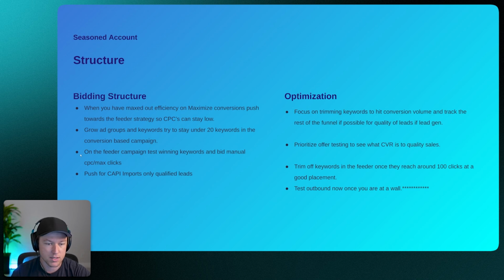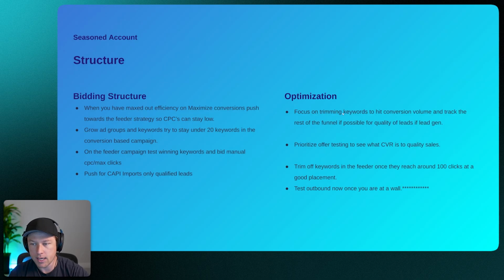And I have a couple companies that I work with that push for CAPI imports with edge tagging. It's not as good without edge tagging, and there's not many companies that are using edge tagging that I know of. So super, super important to make sure you have that set up properly. That is, I would say, the number one option for me personally for the accounts I run, once you've done the feeder. And then from an optimization standpoint, pretty straightforward here.